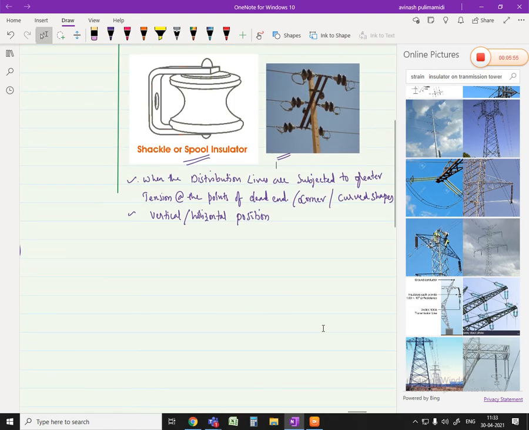Okay, students, I hope you understood. So the main application is this: it can be used for both vertical and horizontal positions. It is used only for low voltage distribution networks. So in low voltage distribution networks, we will generally be using this shackle type of insulators.